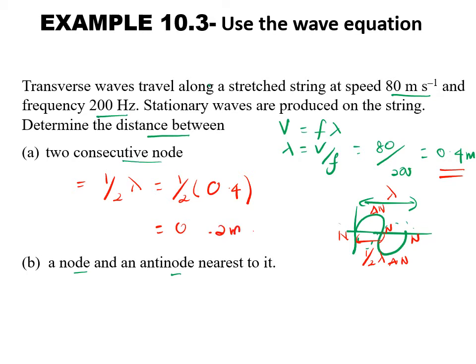However, for the distance between a node and an antinode, the distance from node to antinode takes 1 over 4 lambda. Okay, means that the distance is just over here. So you can write down 1 over 4 lambda equal to 1 over 4 times 0.4, which is equal to 0.1 meters.